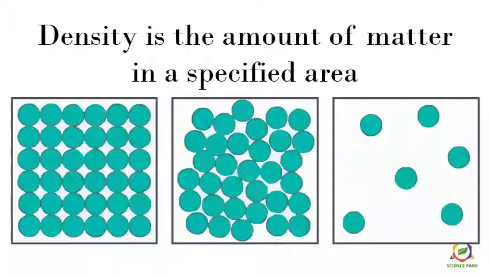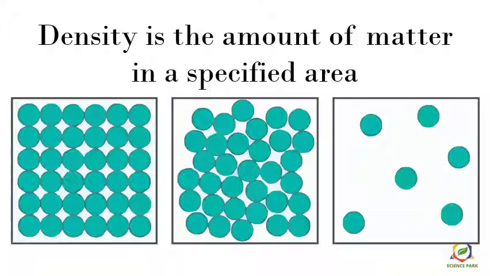Now we have three boxes. The box which is on the left contains 36 balls. The box which is in the middle contains less than 36 balls. And which is at the right contains 6 balls. So the density of the box which is in the left is more because the amount of balls are more. The one which is in the middle is comparatively less, and which is on the right, the density is the least because it contains only 6 balls.